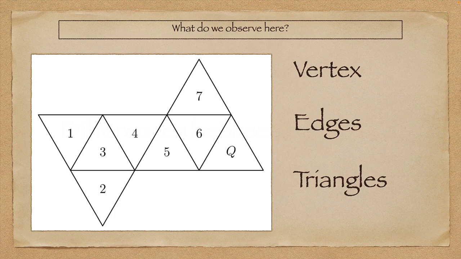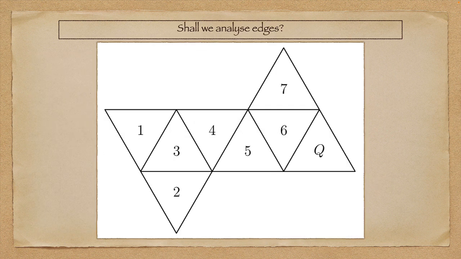We observe vertices, the corners, and the edges. When two corners are connected by a line, that line is called an edge. And you have triangles. When three lines put together form a closed space, that's called a triangle. So we have a bunch of triangles, a lot of edges, and many more vertices. So first, let's take this observation a little deeper. Let's analyze edges, for instance.